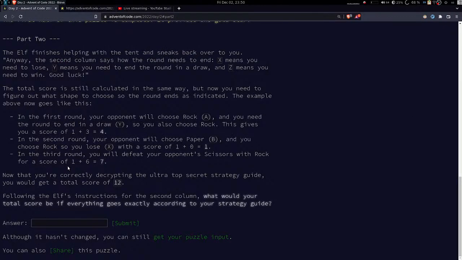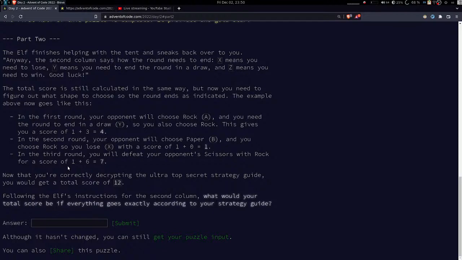Let's go for part two. Anyway, the second column says how the round needs to end. Okay, that is a big thing. So X means you need to lose, Y means you need to end the round in a draw, and Z means you need to win. Okay, right. So, the same way, but now you need to calculate.